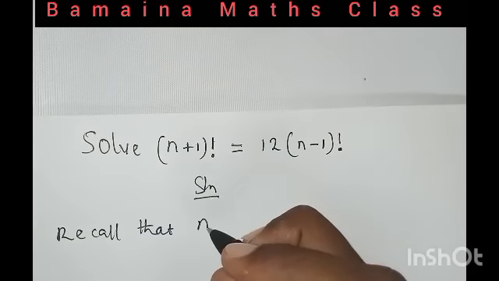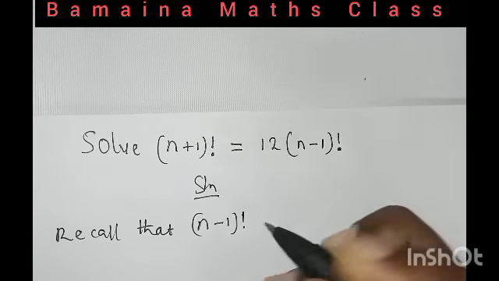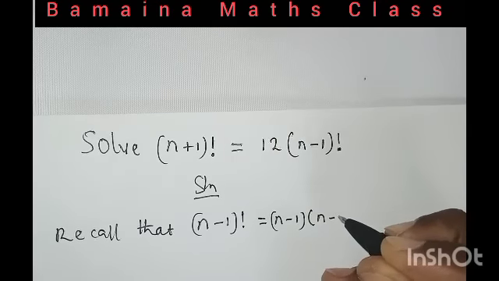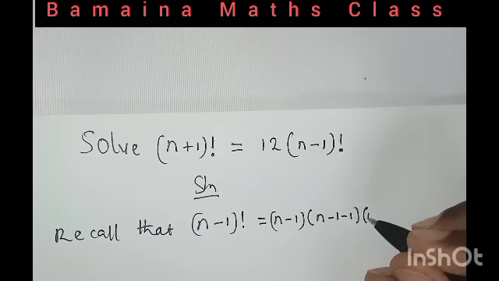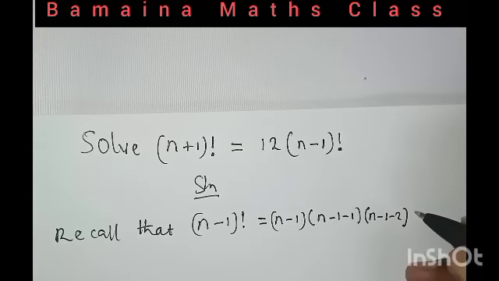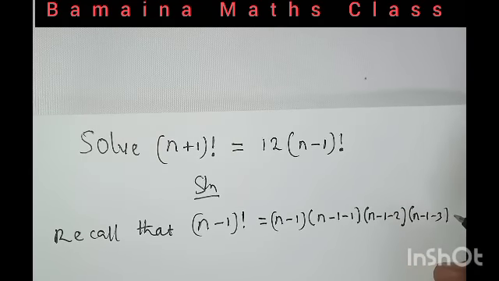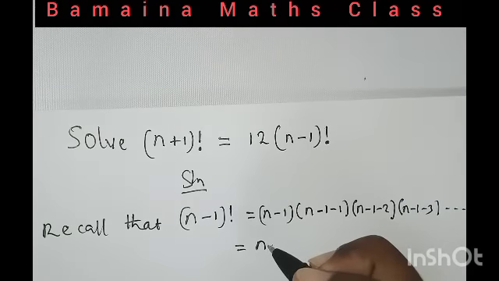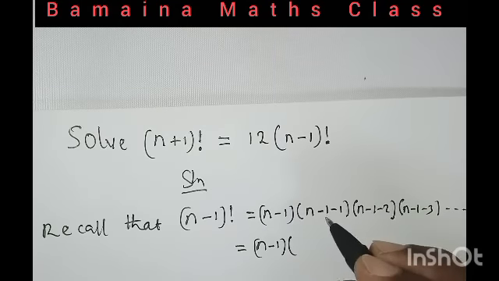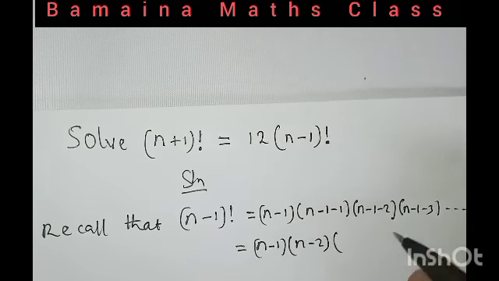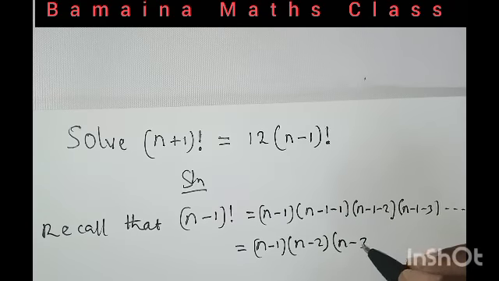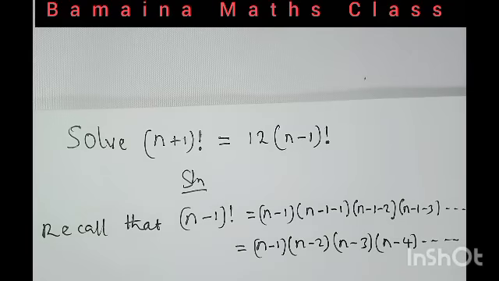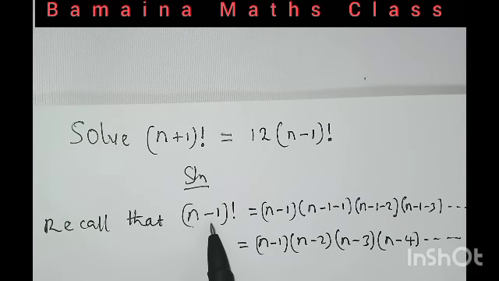We know that (n−1)! is the same thing as (n−1) × (n−1−1) × (n−1−2) × (n−1−3) continuously, like that. So which is the same thing as (n−1) × (n−2) × (n−3) × (n−4), like that, continuously. So this is (n−1)!.